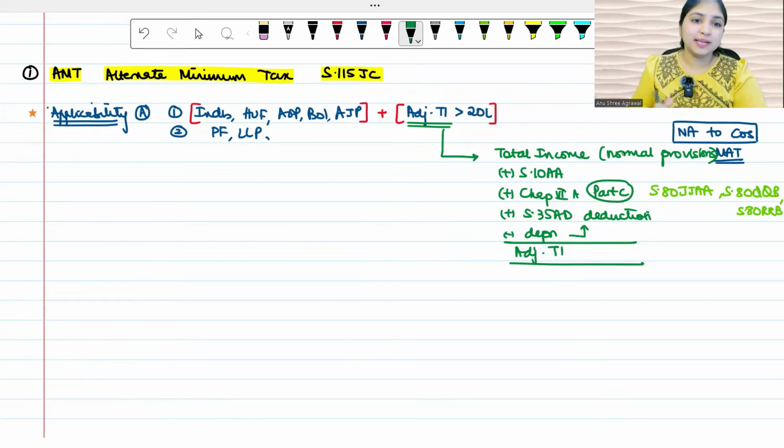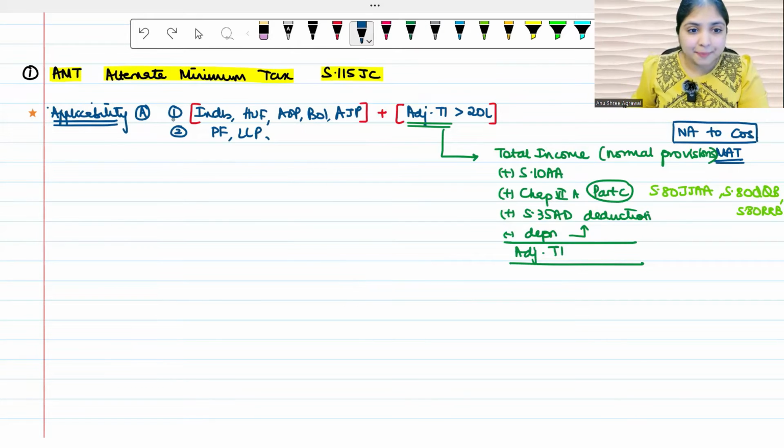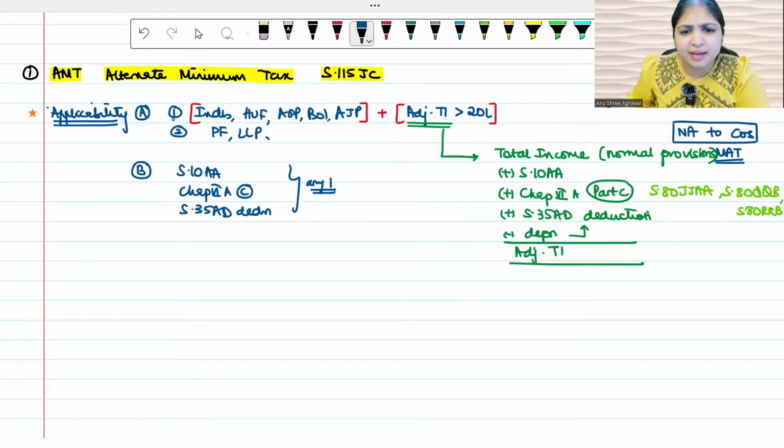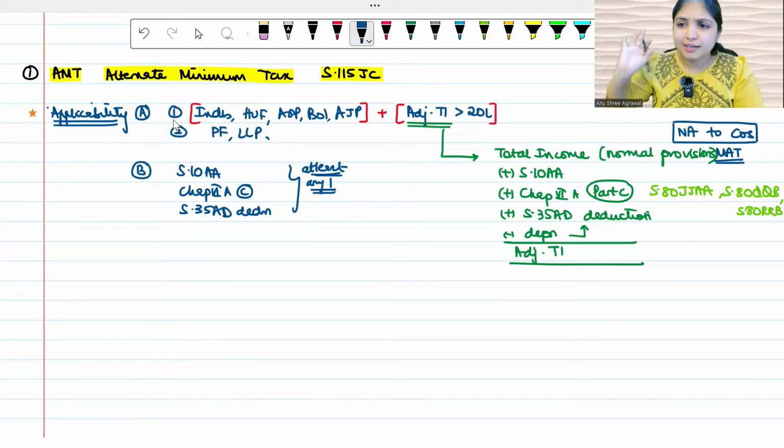This has to be more than 20 lakhs for individual, HUF, AOP, BOI, AJP. This is my first point under applicability. The second point under applicability is that this assessee must be having either 10AA or Chapter 6A Part C, or he must have claimed 35AD deduction. Out of these three, at least any one of these this assessee must be having. Either the assessee must have claimed 10AA tax holiday, or Chapter 6A Part C deduction, or 35AD deduction. Out of these three, at least one he must have claimed.